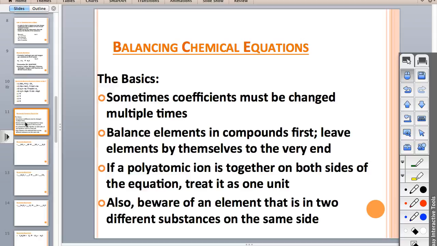Balance elements in compounds first. If you have elements that are all by themselves, like plus aluminum and aluminum's alone, or plus nitrogen, N2, all alone, you leave those to the end, and I'm going to show you how that works. If you have a polyatomic ion that's together on the reactant side and together on the product side, you don't split it up.